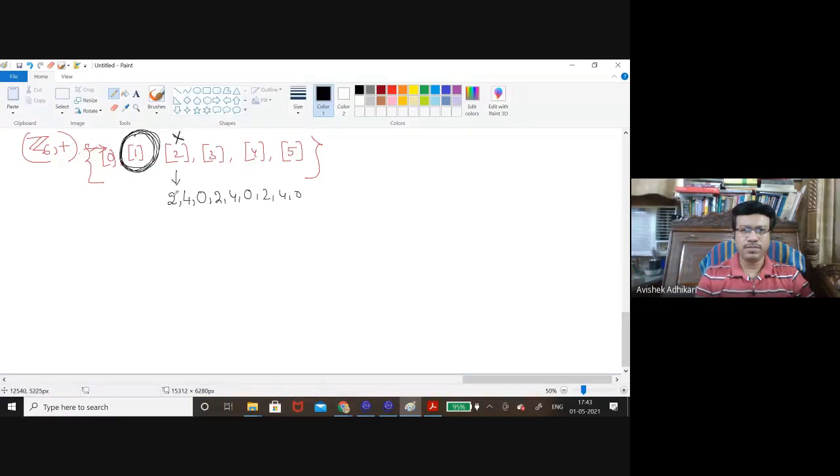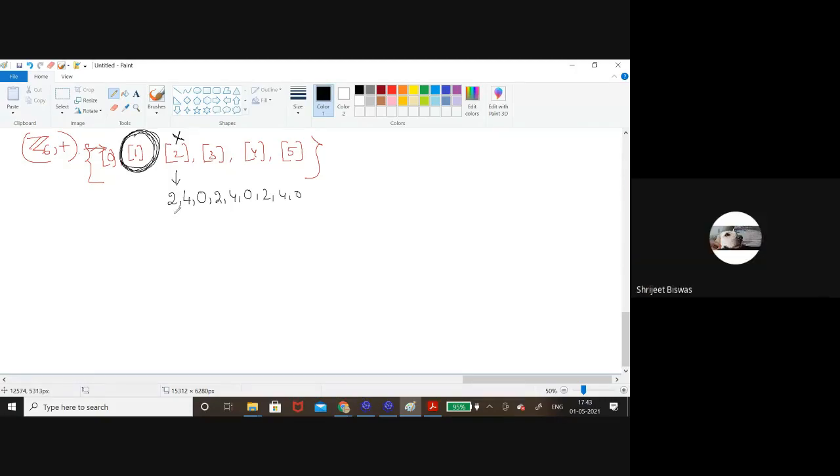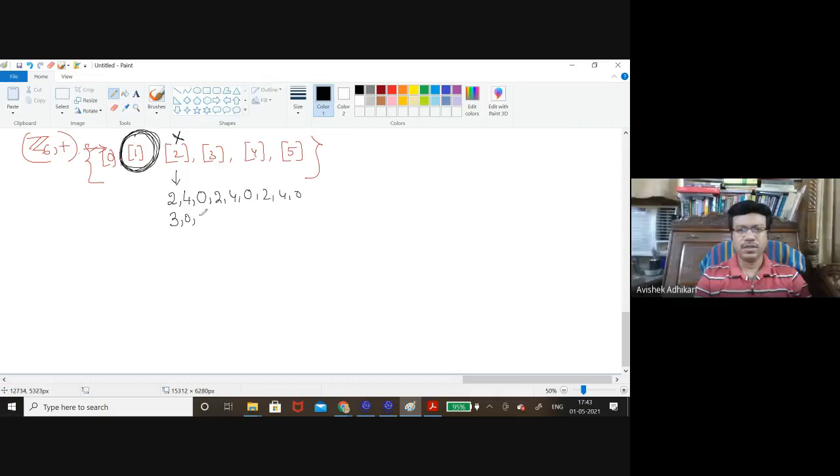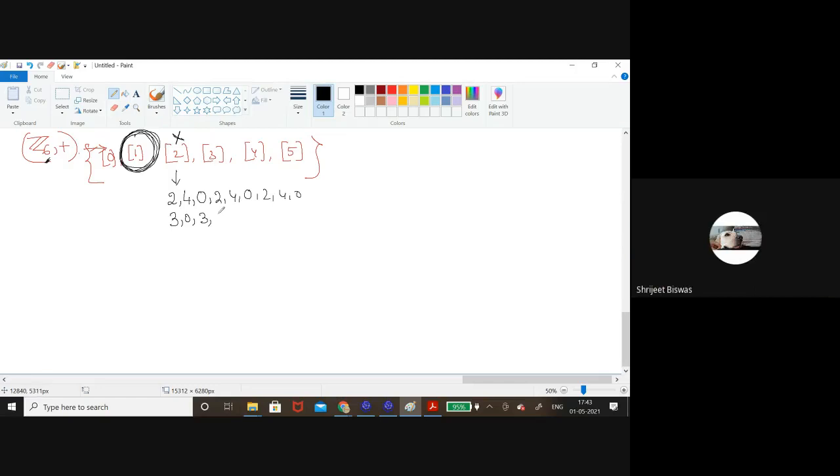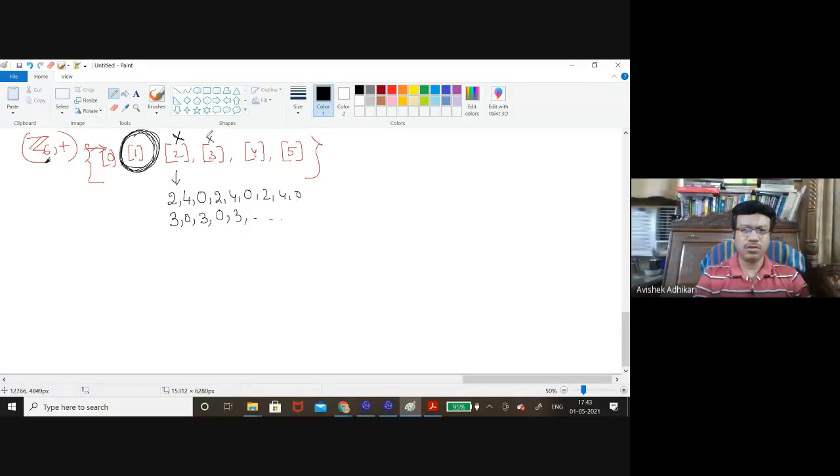What about 3? We get 3, then 0, then 3, 0. Mind that we are considering Z6. Then 0, 3, 0. So this is also not a generator. Then class 4: we get 4, 2, then 0, then 4, 2, 0. It's not a generator either.